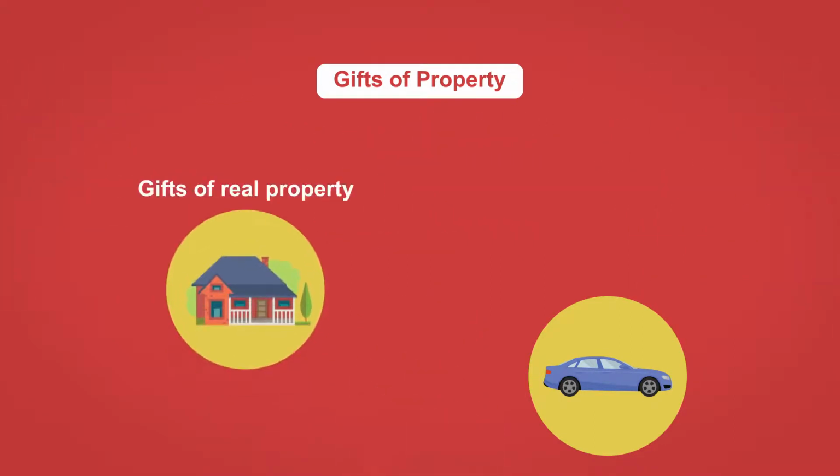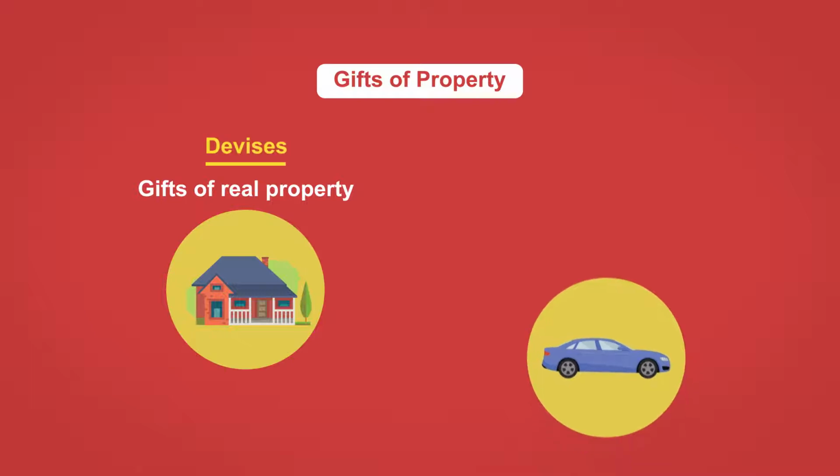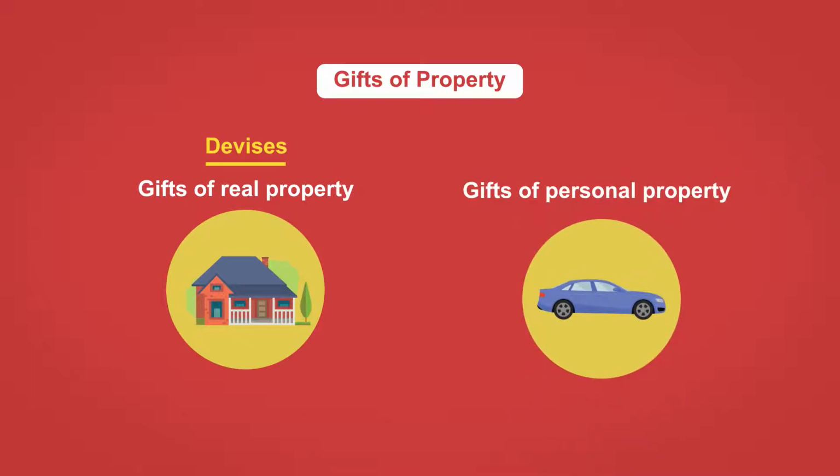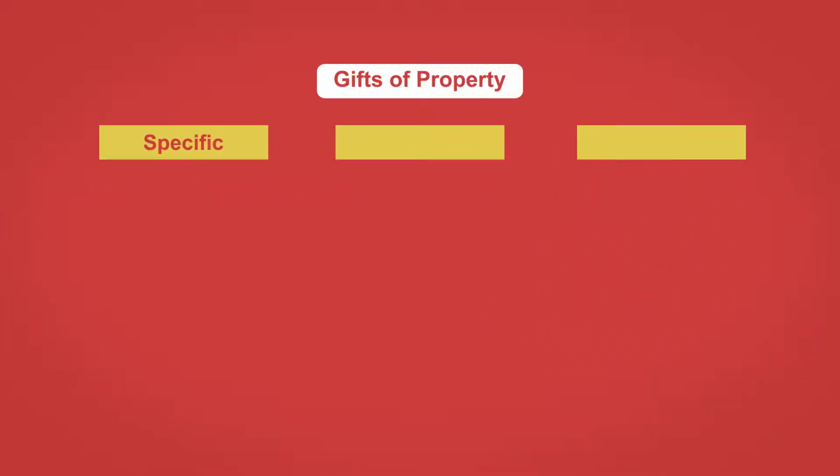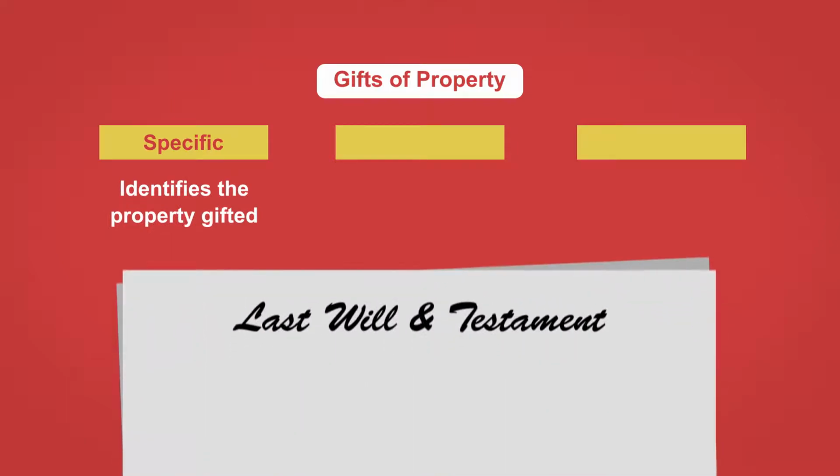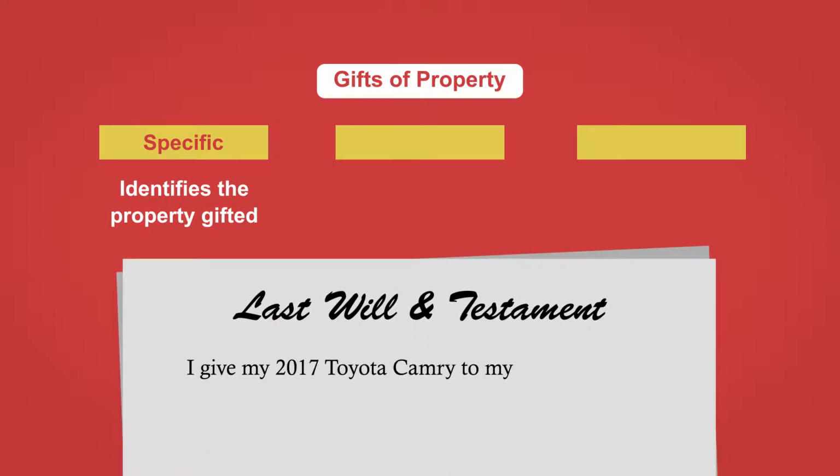Gifts of real property in wills are called devises, while personal property gifts are called bequests, though there's little legal difference between them. Gifts take three forms. Specific, which identifies the property gifted. A specific bequest, for example, might read, "I give my 2017 Toyota Camry to my daughter Jane."